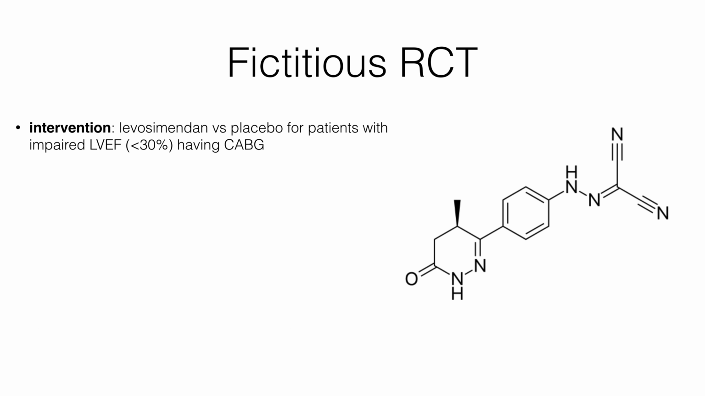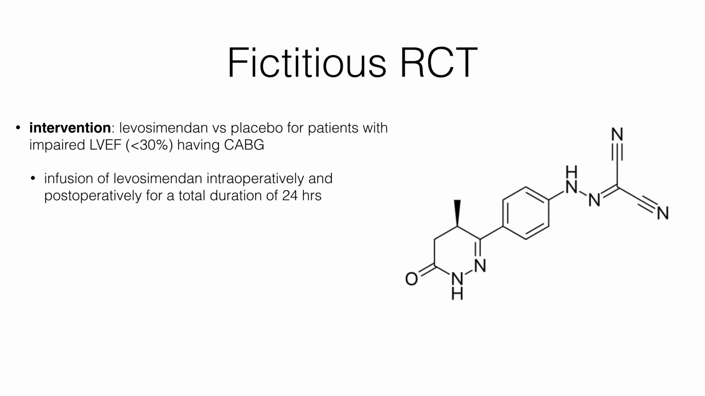And we're going to frame this discussion around a fictitious randomized clinical trial. The intervention in this fictitious trial will be a drug called levosimendan, and we're going to be comparing this drug to placebo for patients who have impaired heart function with the left ventricular ejection fraction less than 30%, undergoing CABG or coronary artery bypass grafting.